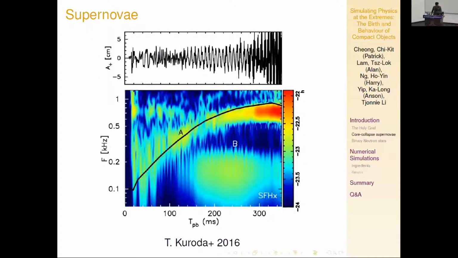Here's an example of a simulation of a core-collapse supernova. This is the extracted gravitational wave. As you can see, it's extremely complicated, and indeed many details of physics are hidden behind this short signal.